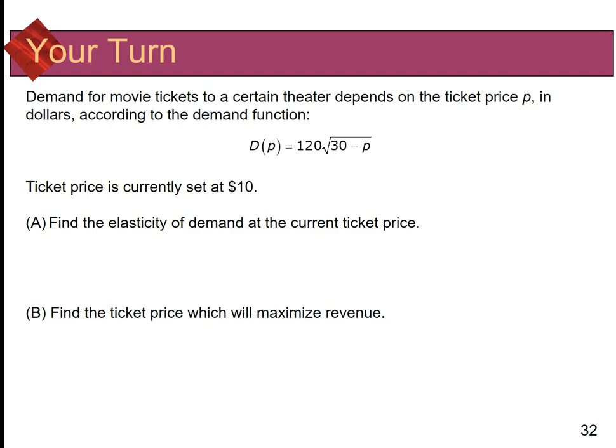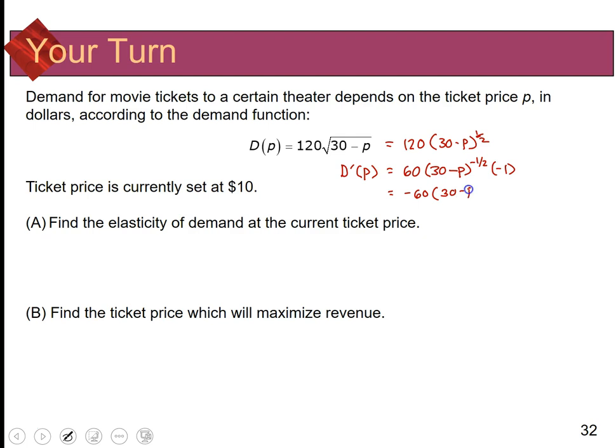Okay, now that you've had a chance to answer these questions, let's walk through it. Again, I'm going to change this function a little bit to be 120 times 30 minus p to the 1/2 power, which means that d prime of p is going to be 60 times this to the negative 1/2 power times negative 1, because that's what the derivative of 30 minus p is. So I could say this is negative 60 times 30 minus p to the negative 1/2.